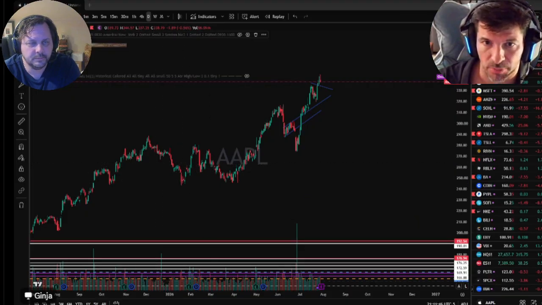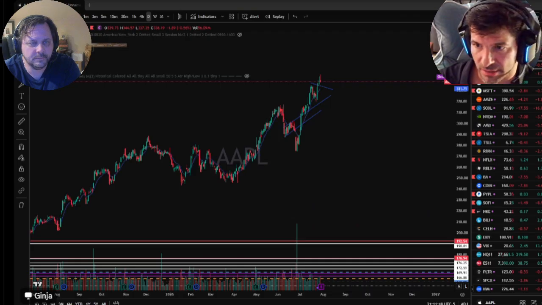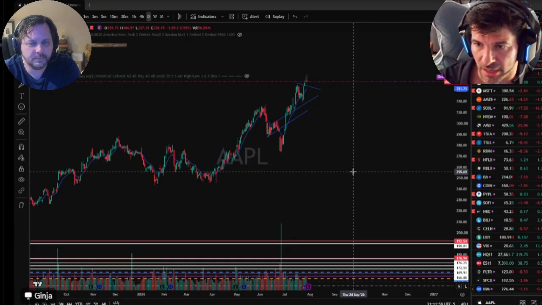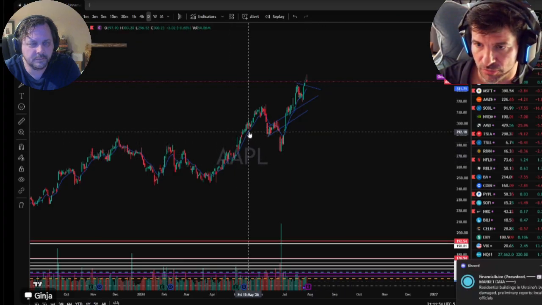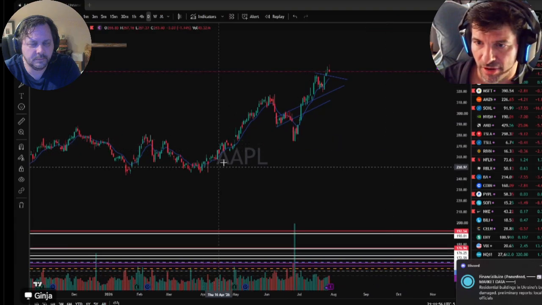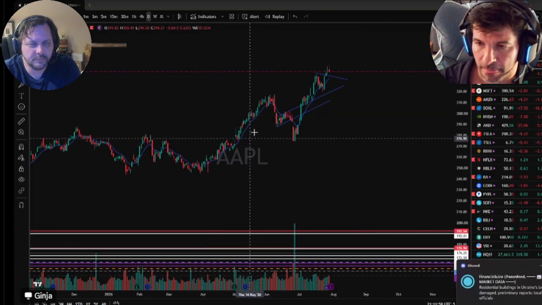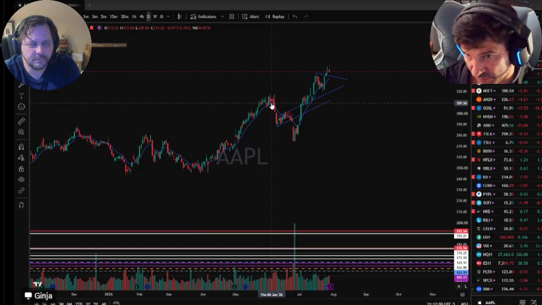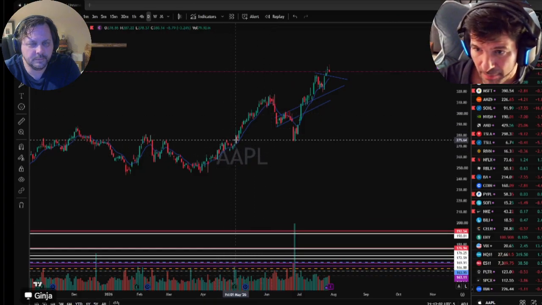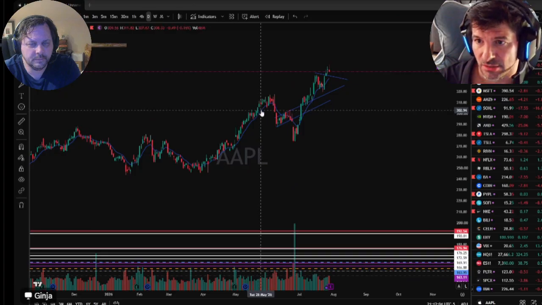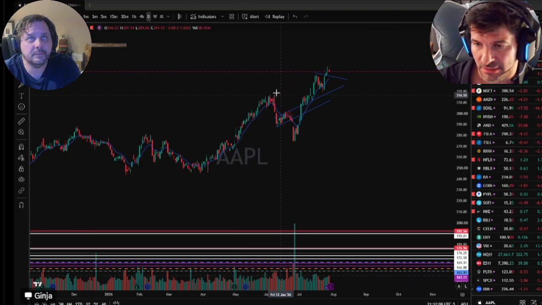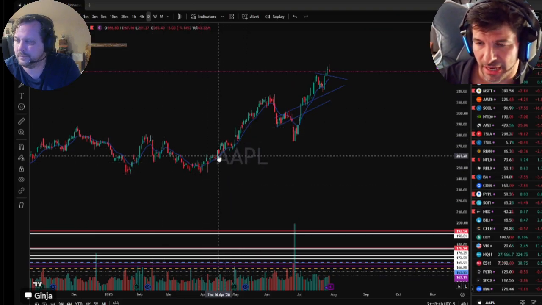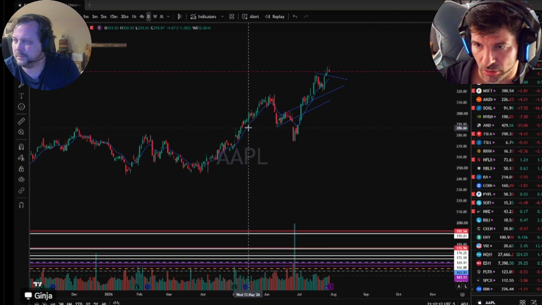What helps you a lot is your EMAs. Now we put the 9 EMA here. Look at how this follows the 9 perfectly on the daily. The thing is, the EMAs are lagging indicators. This looks a lot nicer after the fact. In a real-time trade, this would not look like this.